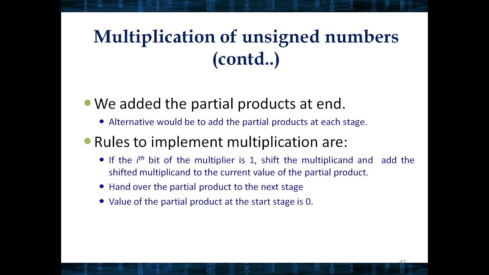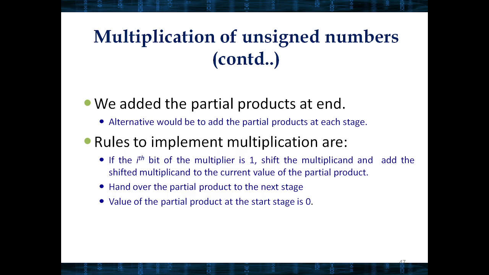Second, in the binary system, the partial products are easily defined. When the multiplier bit is 0, the partial product is 0. And when the multiplier bit is 1, the partial product is the multiplicand value. The third one, the final product is produced by summing the partial products.